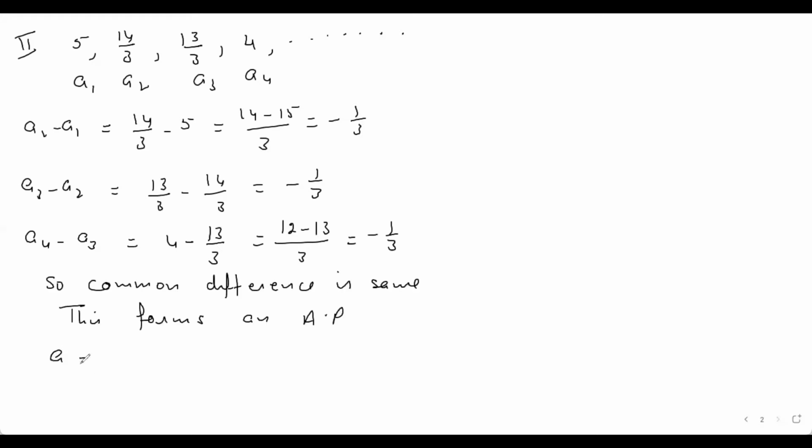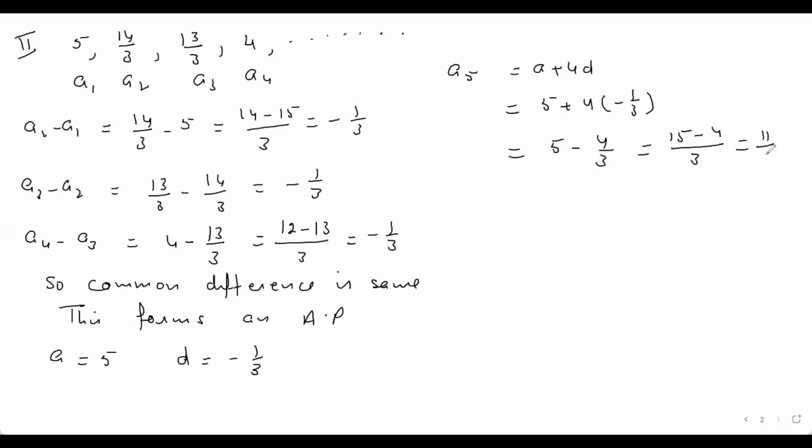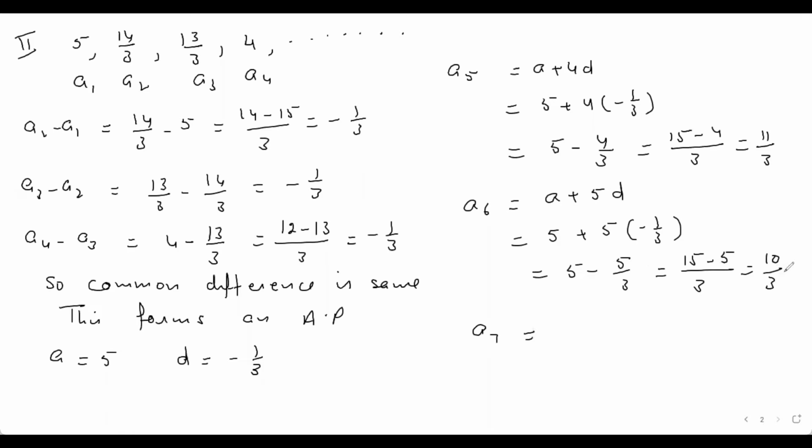Now here a is equal to 5 and d is equal to minus 1 by 3. So I can find next three terms. a5, that is 11 by 3. a6 is equal to 10 by 3. And a7 is equal to 3. So next three terms will be 11 by 3, 10 by 3, and 3.